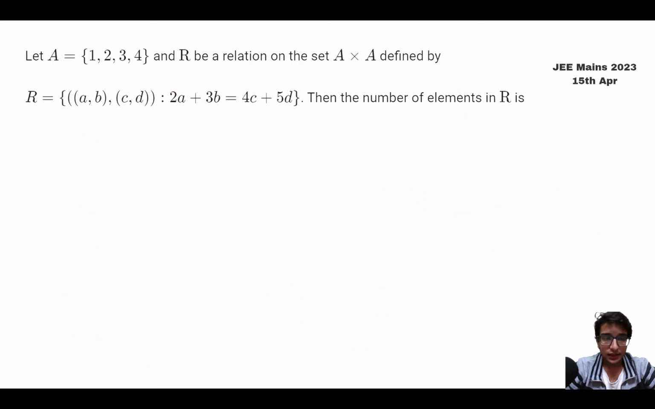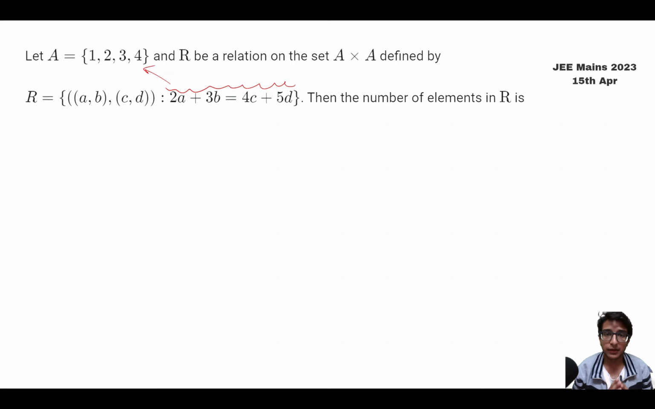Let A be a set, they've given us the set, and R be a relation, which is defined on the Cartesian product A cross A. That means we have to relate elements of set A with itself. We have A comma B comma C comma D as 2A plus 3B is equals to 4C plus 5D. Then number of elements. So we need to find out the number of elements that are going to satisfy this equation, and those elements should belong from this set. So first of all, what we'll do is first we'll find out the maximum value that is possible.